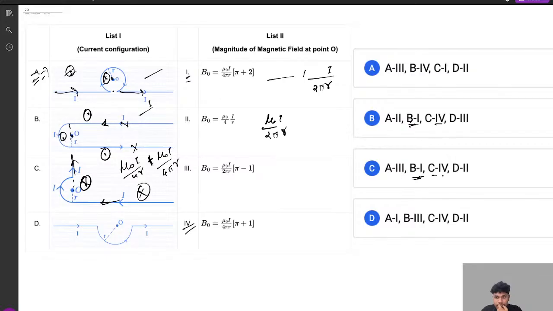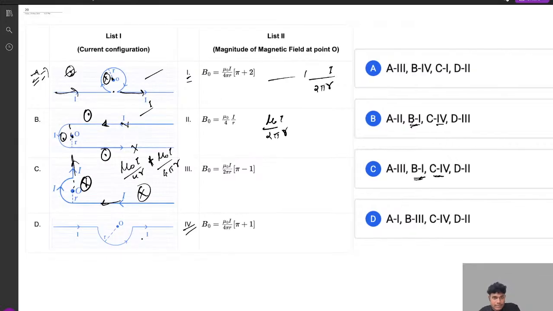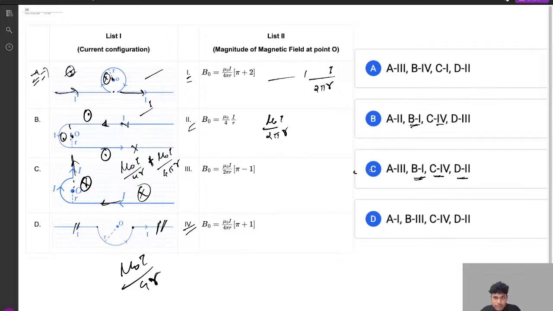C is fourth, and for the D, the magnetic field due to these two wires is 0. Only the magnetic field due to this semicircular wire remains, that is mu naught I upon 4r, right? So it is mu naught I upon 4r, that is second. So our D is for second. So option C is correct.